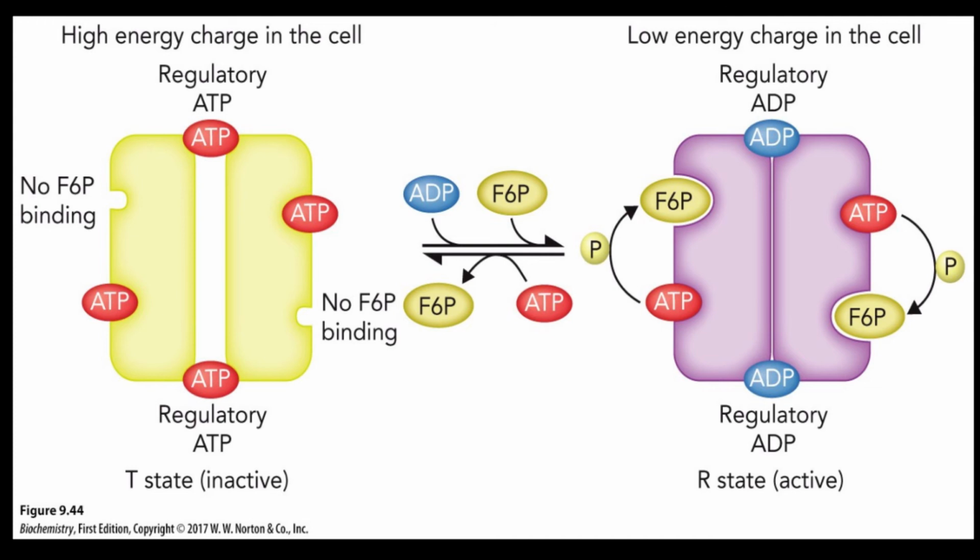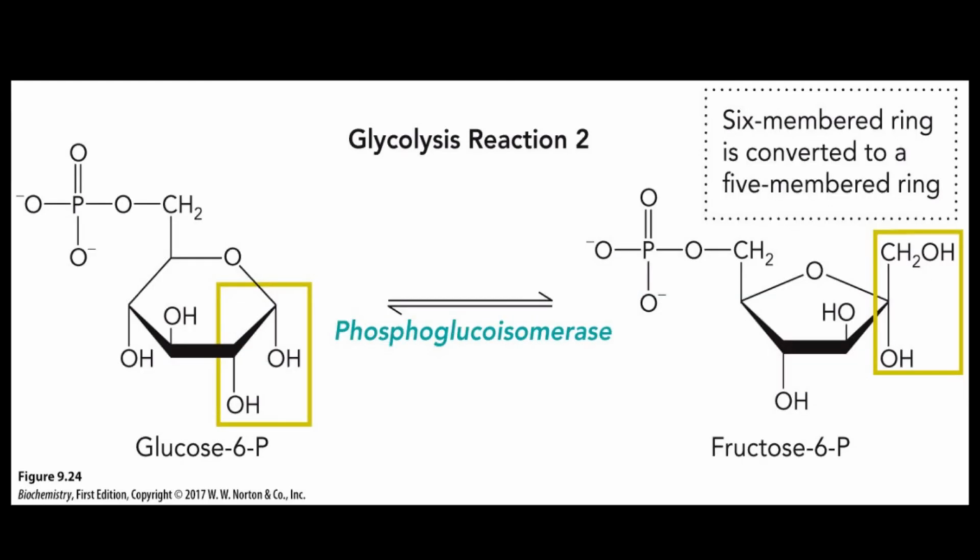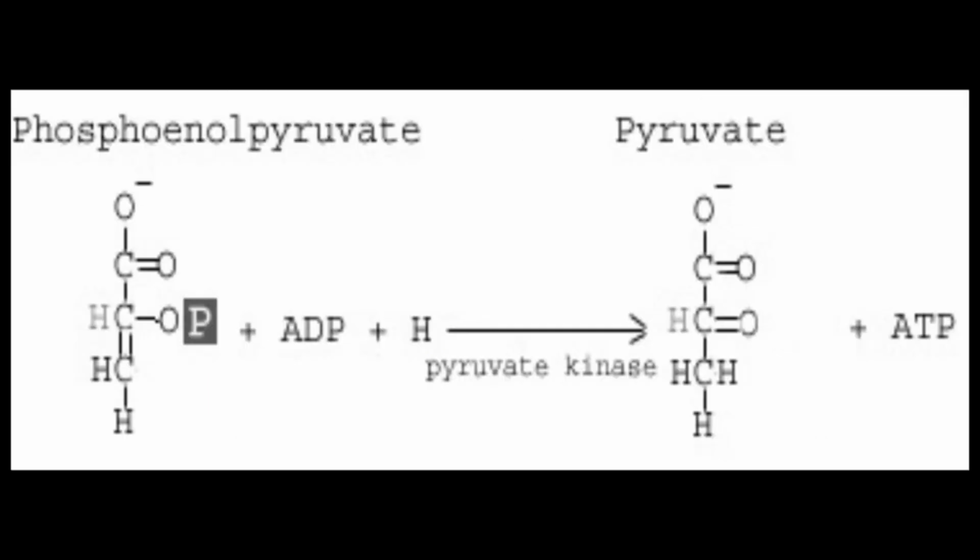Phosphofructokinase is the committed step, step 3 of glycolysis, because it is unique to glycolysis. Also, the inhibition of PFK can indirectly inhibit hexokinase. As the substrate for PFK, fructose-6-phosphate, builds up, some of it is converted back to glucose-6-phosphate because it's in equilibrium with glucose-6-phosphate.